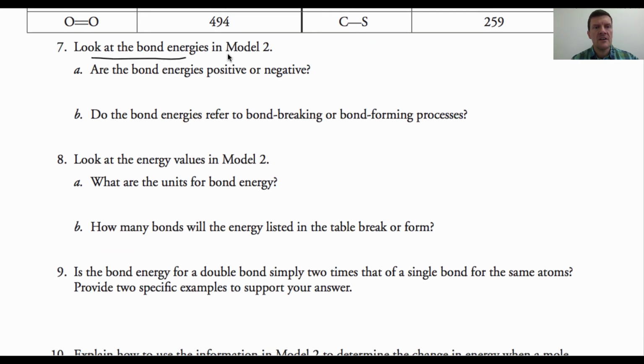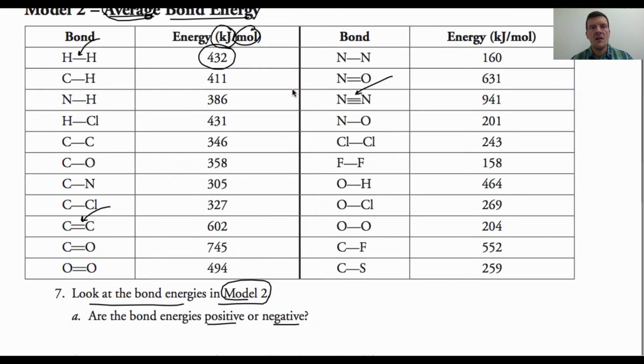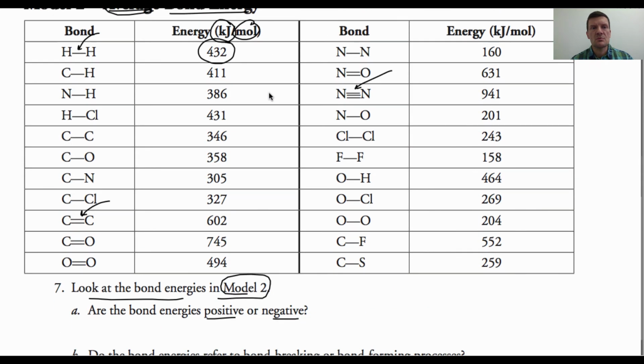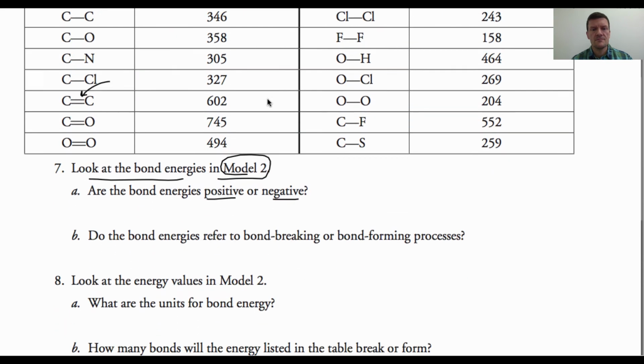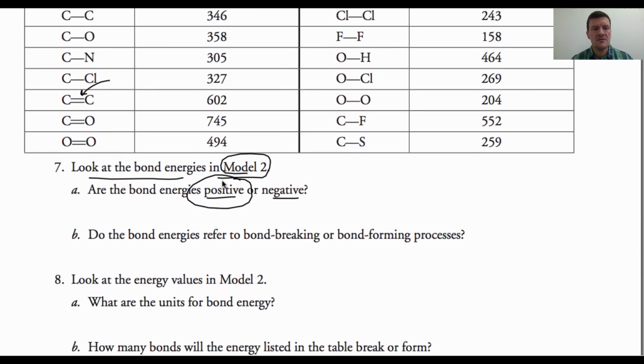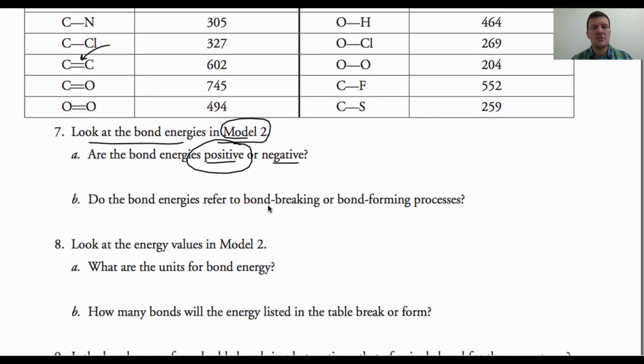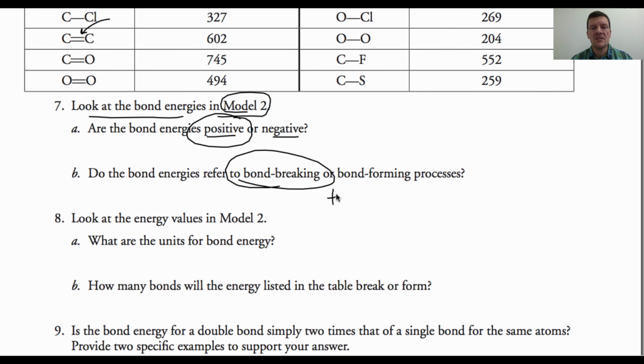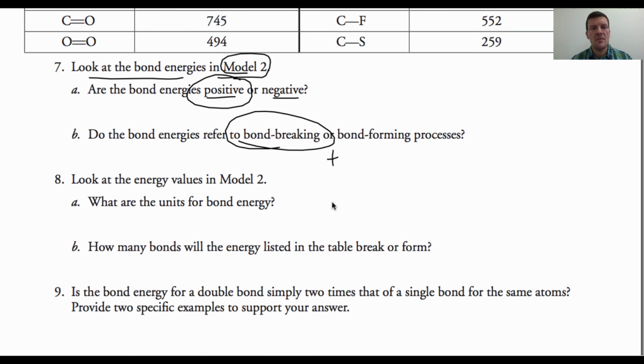So look at the bond energies in Model 2. Are the bond energies positive or negative? All of these are positive as we're talking about how much energy you have to put into the bond to break them apart. Okay, they are all positive. Do the bond energies refer to bond breaking? Well, that would mean bond breaking because it takes energy to break bonds. Positive means it's going into the system, into the bond to break it apart.